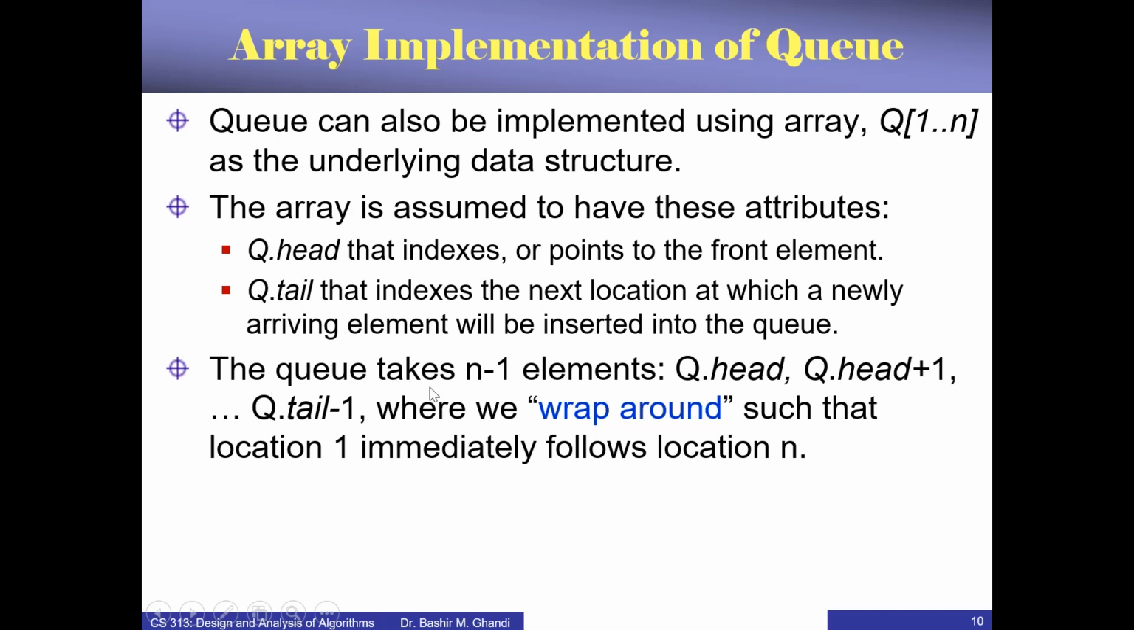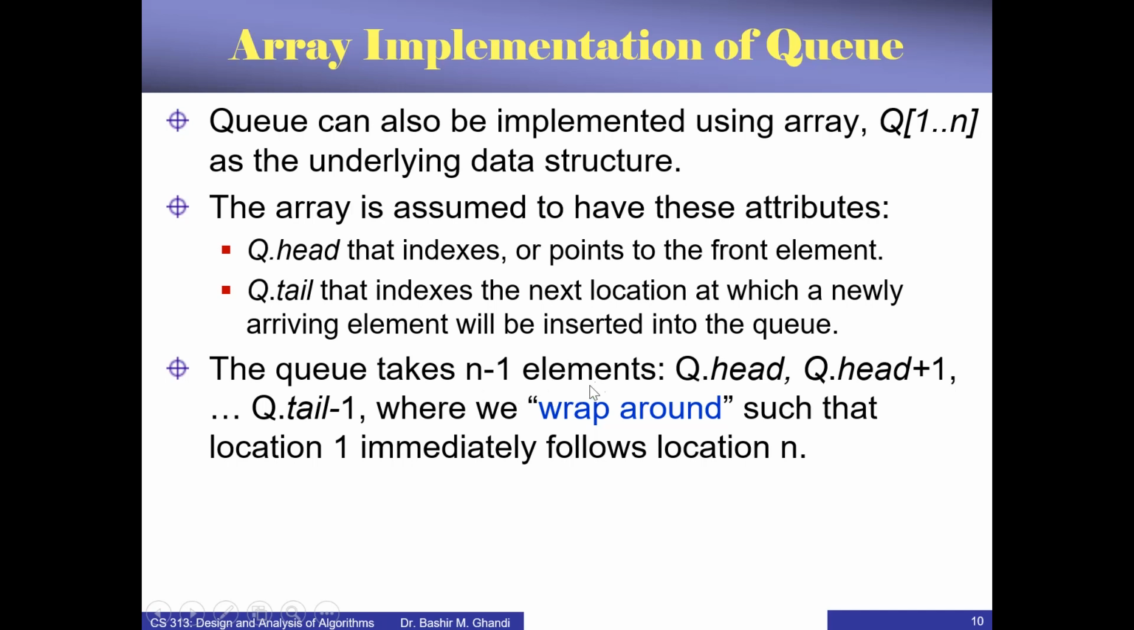Now the queue, unlike stack, cannot take n elements. It will take n minus 1 elements. Why? Because we want a way to distinguish between when a queue is empty and when a queue is full. So to do that, we're going to waste one of the cells. Among these n cells, we will not store an element in one of them, so that we will be able to differentiate when a queue is full and when one is empty.